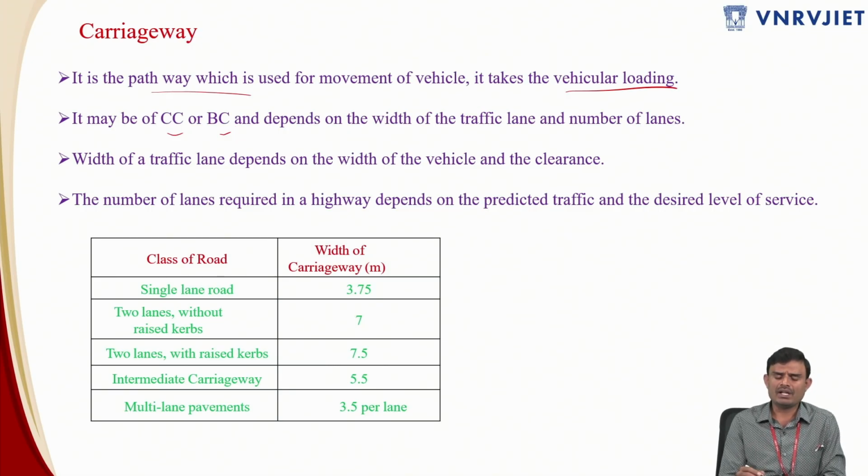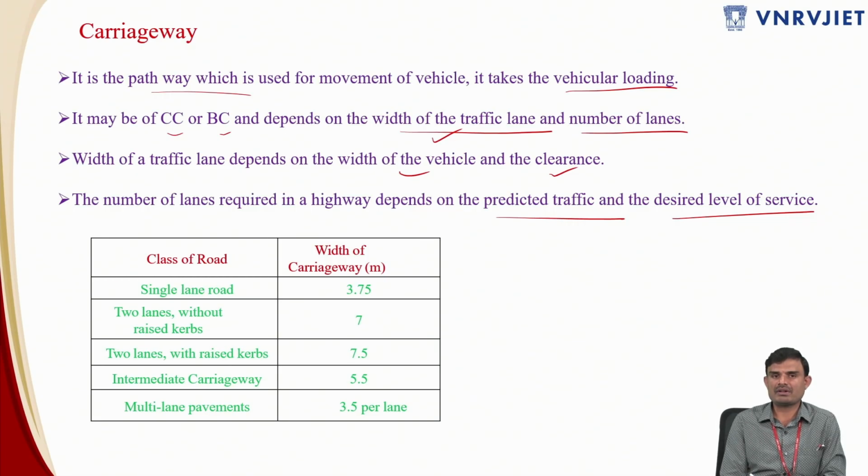And the width of the carriageway is going to depend upon the width of the traffic lane and the number of lanes. First, you need to decide how many lanes are to be provided. Again, that number of lanes is going to depend upon the predicted traffic, that is nothing but estimated traffic, and also your desired level of service. So that is how you decide the number of lanes. And how much width each lane should be provided depends upon the width of the vehicle and lateral clearance. That is regarding the carriageway.